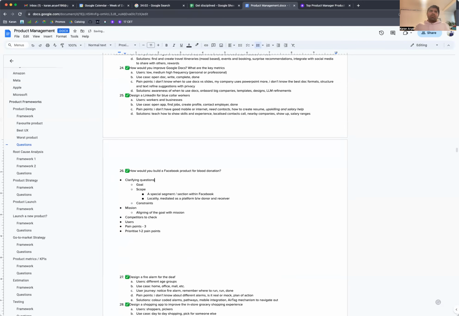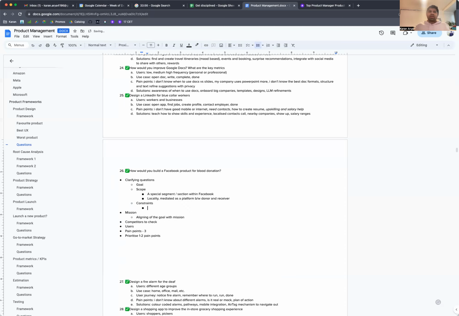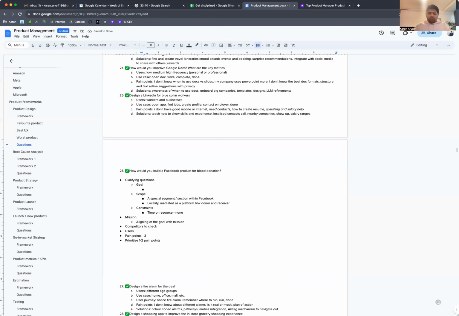Okay, now since we have clarified the scope, gotten a good enough understanding, I would assume that because it's a product within Meta, there are no time or resource constraints here. And we can directly go to talking about the goal. Now, goal, there could be obviously multiple types of goals that we could set. One could be, let's say, user acquisition. Another could be user engagement. Or another could be monetization.